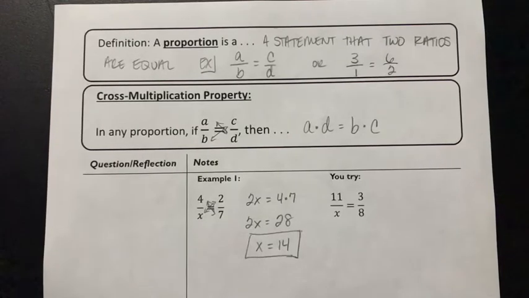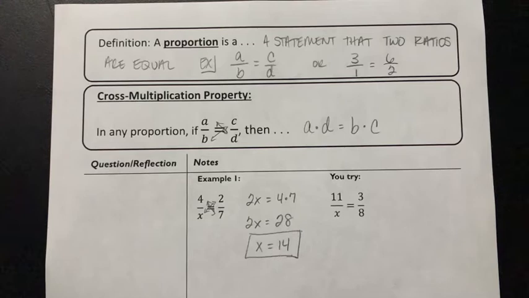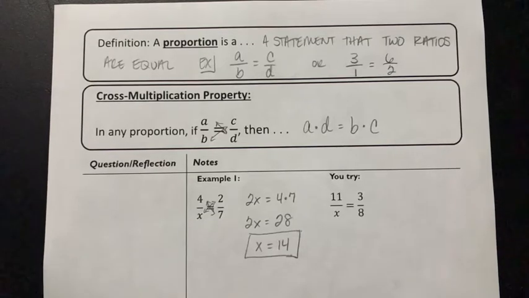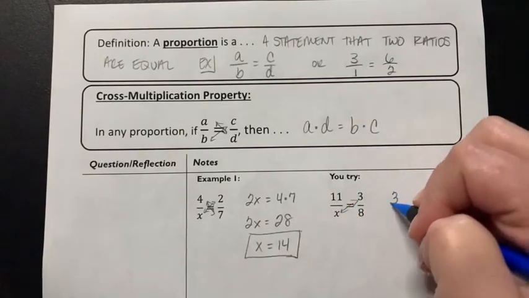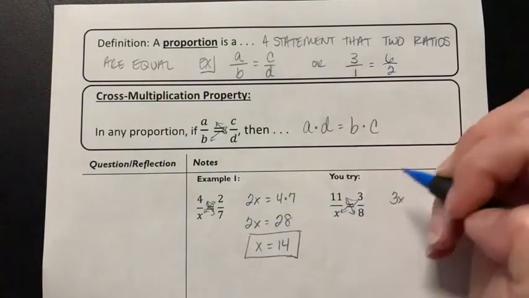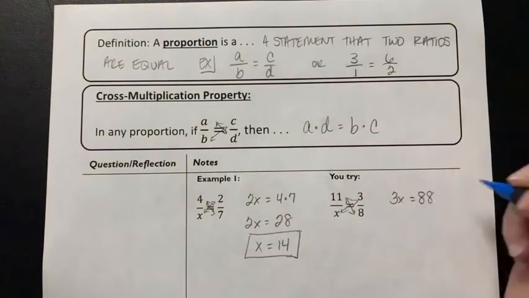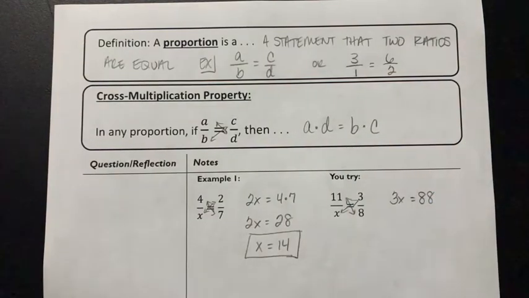Next up, there's your you-try problem. Go ahead and pause your video and then give it a try. Okay, we'll do this one real quickly. So I'm going to cross multiply. That gives me 3x. Cross multiply gives me 88. And then we do that division piece.